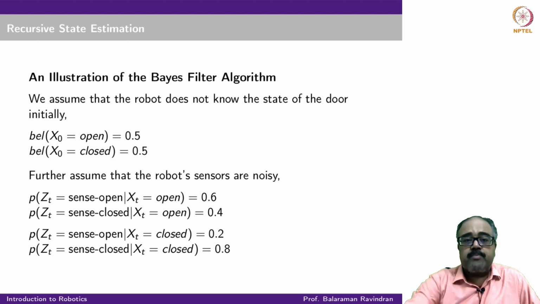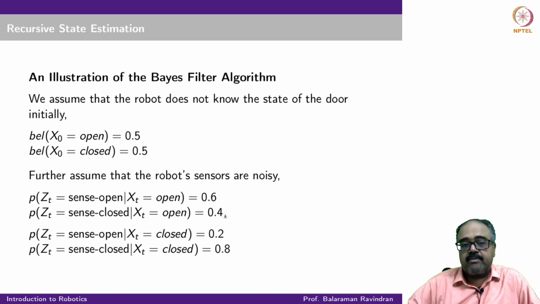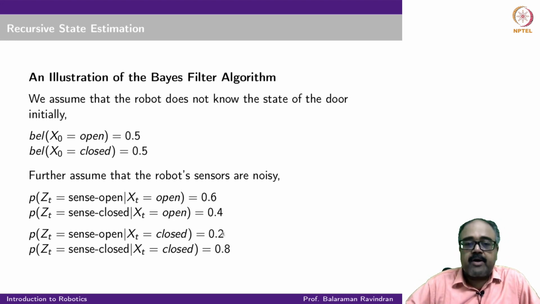When the door is open, we will sense it to be open with probability 0.6. When the door is open, we will sense it to be closed with probability 0.4. You should remember these numbers. And when the door is actually closed, we will sense it to be open with probability 0.2. When the door is closed, we will sense it to be closed with probability 0.8.